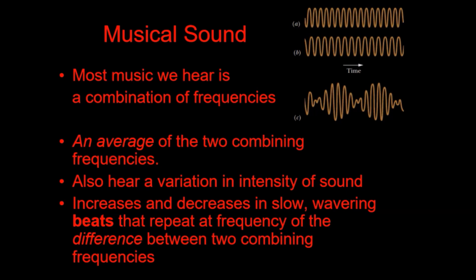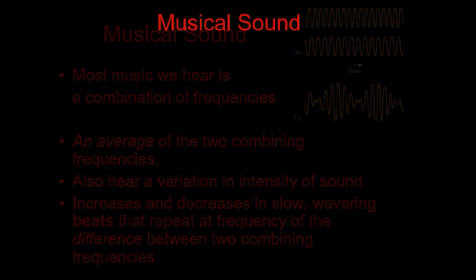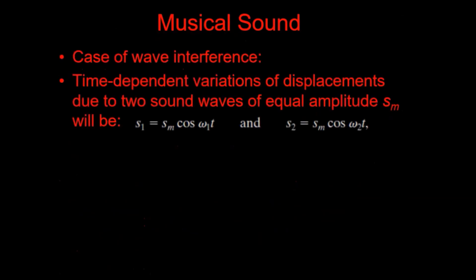That means you can pick up increases and decreases in slow wavering beats that repeat at the frequency of the difference between the two. So remember, we're talking about frequency here. Psychologically, people often look to the amplitude. In frequency, what we're looking at is the number of repeated waves per unit time. These, being slightly out of phase, combined together will give you this differing frequency. So this really is, as I said, a case of wave interference.